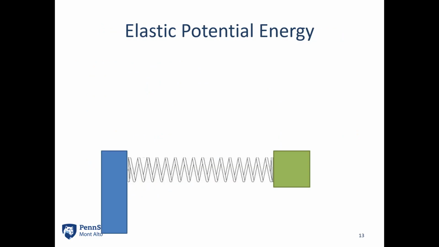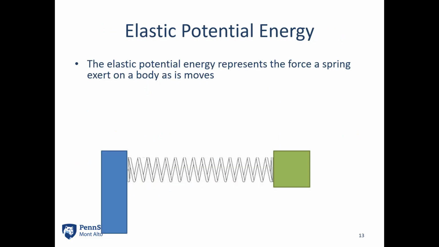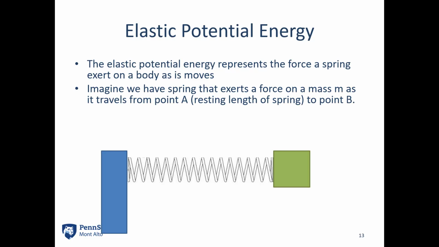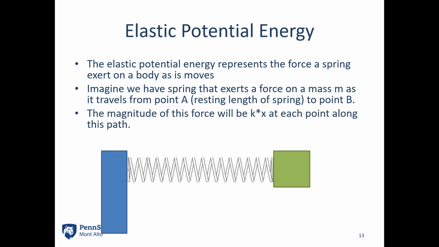All right, so elastic potential energy, now if we deal with that, elastic potential energy represents the work that a spring force is going to do to a body as we move the spring. So imagine we have a spring, it exerts a force on a mass as shown, so it travels from point A, which is the point shown, to point B.